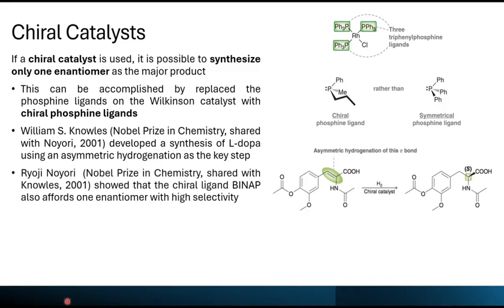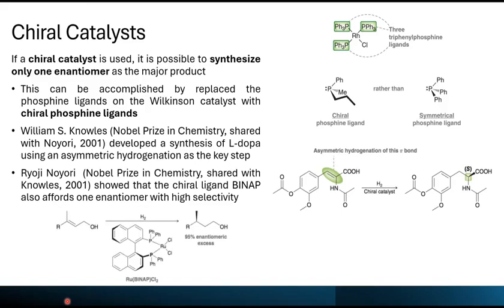Ryoji Noyori, also sharing that Nobel Prize, showed that the chiral ligand BINAP can also afford one enantiomer with high selectivity. So notice here we're using a slightly different transition metal, ruthenium, but in this case we do have very chiral ligands here, and we can add across the double bond the H2 with 95% enantiomeric excess, or very highly selective for this enantiomer here.